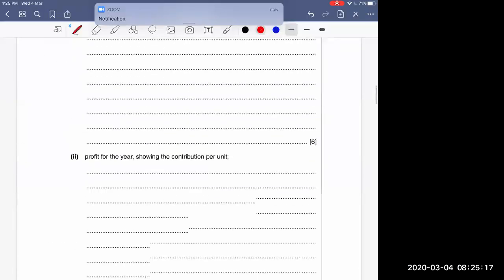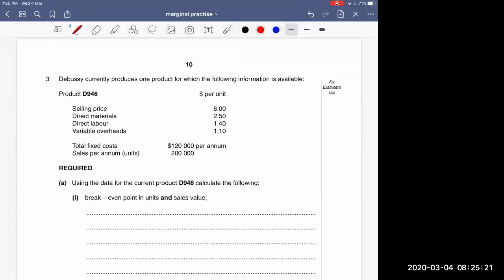So, अगर आपने किया हुआ है चेक आउट कि आपने किस तरह किया है, हम उसको जल्दी सॉल्व करेंगे. It's page number 313. अक्टूबर नवंबर 2010 पेपर 2021 के अंदर भी यही क्वेश्चन है. तो this is Dibba C. Dibba C currently produces one unit, the following information is available. Selling price, direct material, direct labor, variable overhead, fixed cost 120, and output equivalent demand or sales is 200,000.